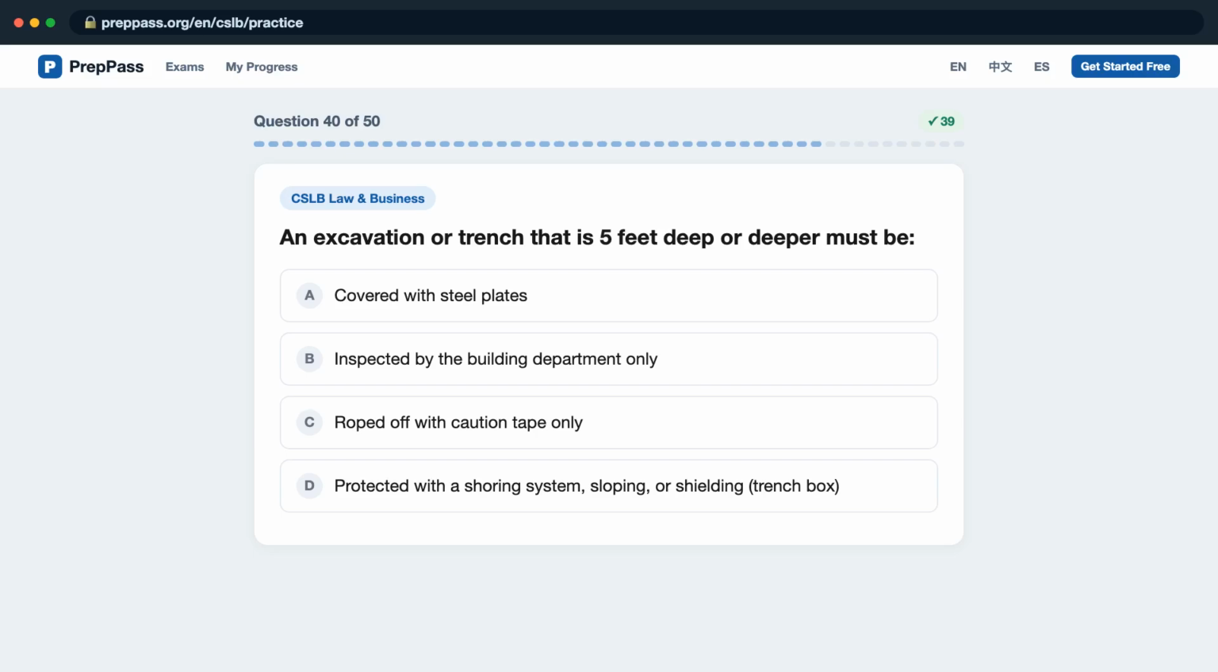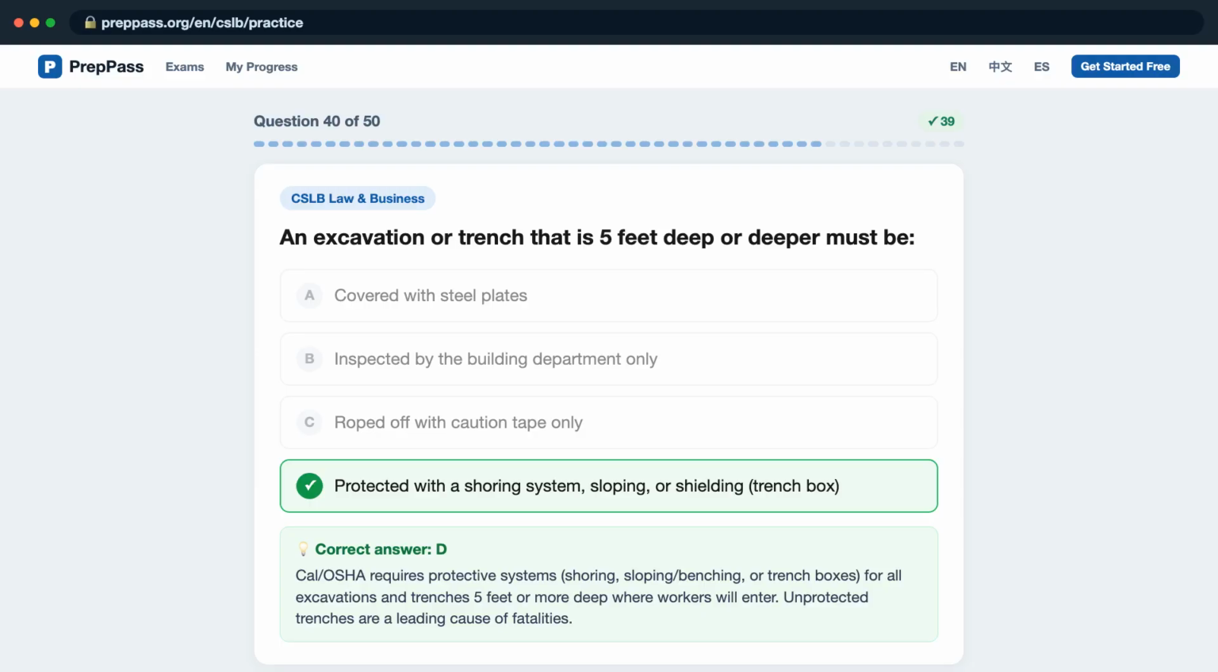Question 40. An excavation or trench that is 5 feet deep or deeper must be, is it A, covered with steel plates? B, inspected by the building department only? C, roped off with caution tape only? D, protected with a shoring system, sloping, or shielding, trench box? The correct answer is D. Cal/OSHA requires protective systems, shoring, sloping/benching, or trench boxes, for all excavations and trenches 5 feet or more deep where workers will enter. Unprotected trenches are a leading cause of fatalities.